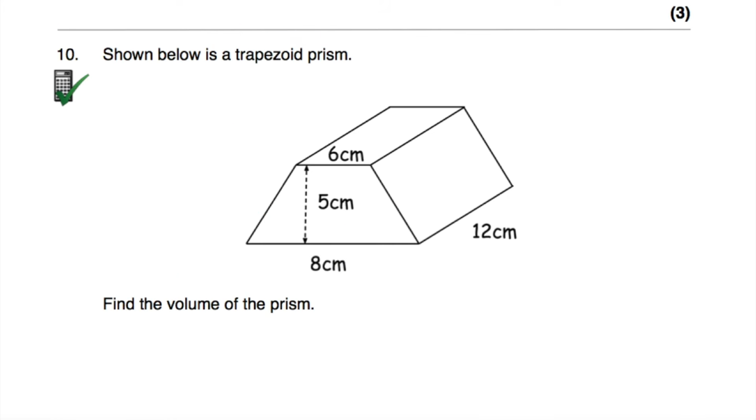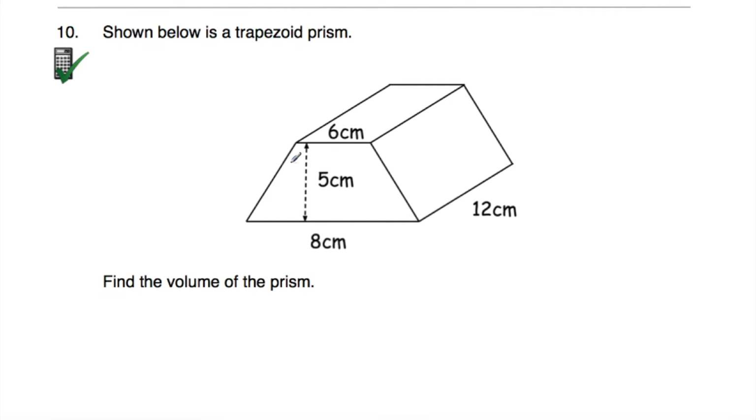Okay, so question number 10. This time we've got a trapezoid prism. So we've got this trapezium, which is the cross-section of the prism. So if you chopped it down vertically, you'd always get that trapezium. So we've got this trapezium, and the length of the prism is 12 centimeters. And we've been asked to find the volume of the prism.